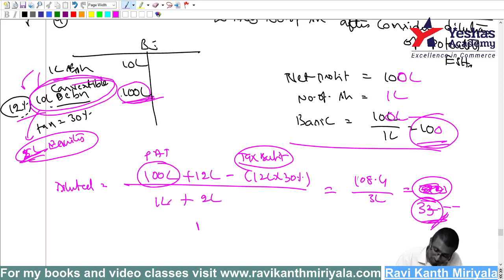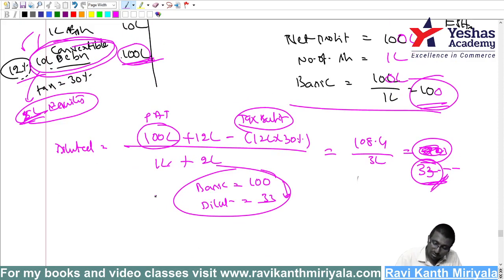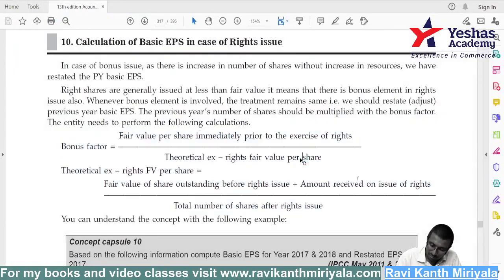Now in the P&L you should say very clearly, sir, basic is equal to 100 and diluted is equal to 33. Right, sir, why should I show like this? If you don't show this information, and if you show, suppose this is current year 100, previous year is equal to, correct?